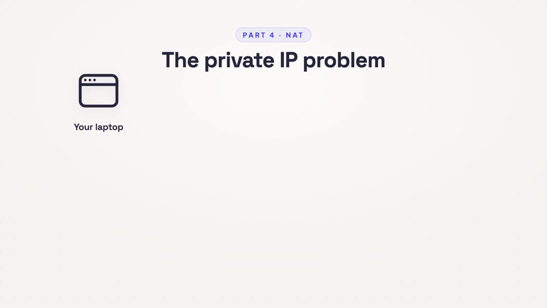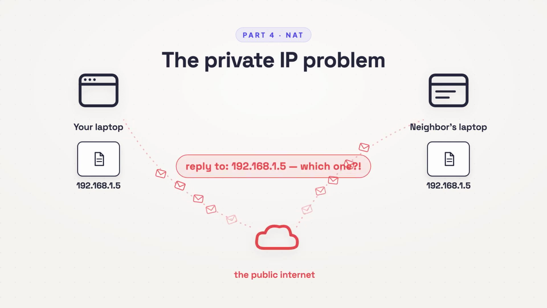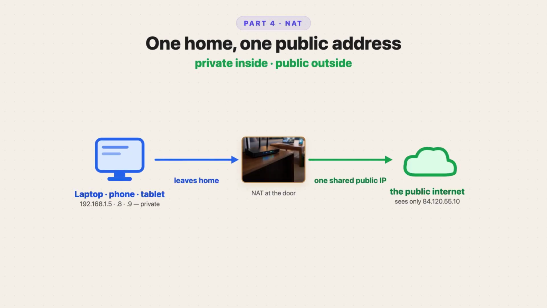Your laptop probably has an IP like 192.168.1.5, but millions of other laptops also use that same private IP. So the public internet cannot send replies directly to it. That is why your router uses NAT. NAT lets your private devices share one public IP address.